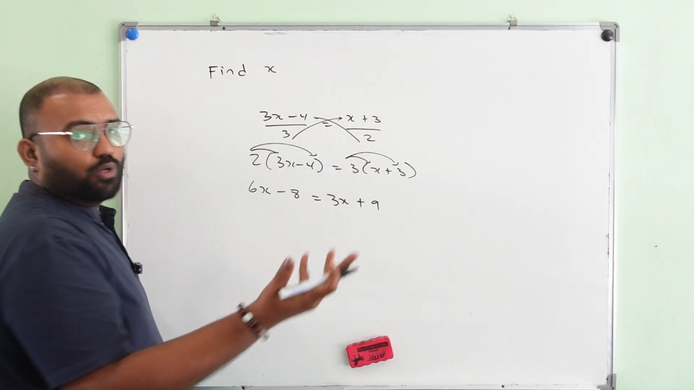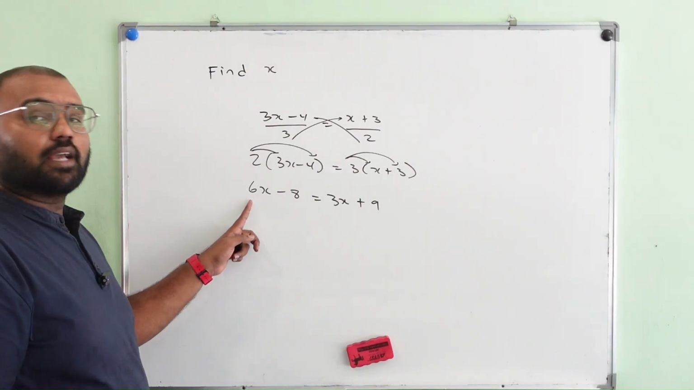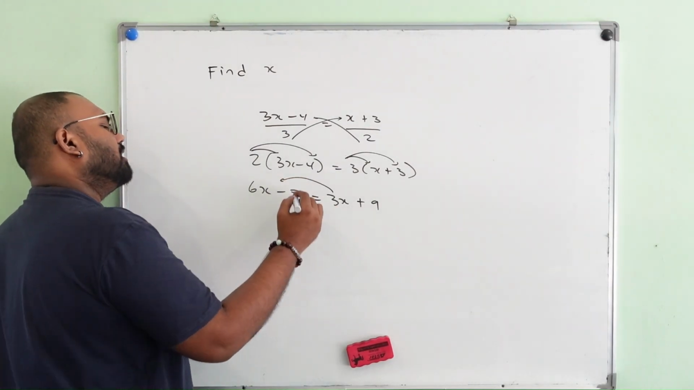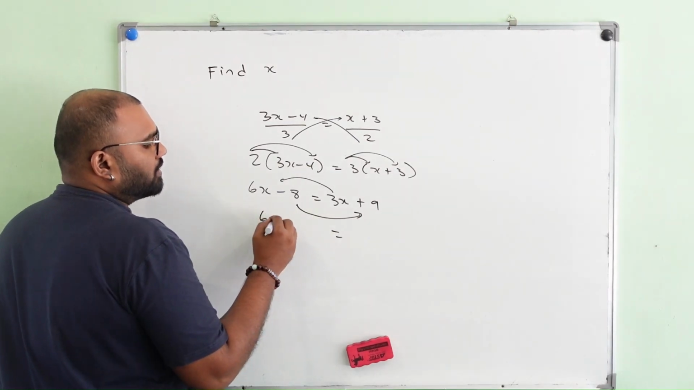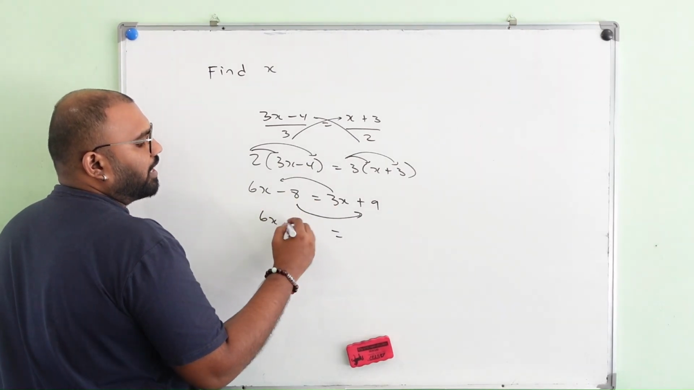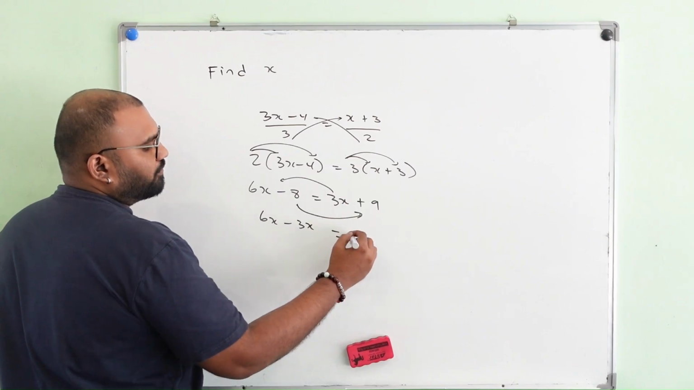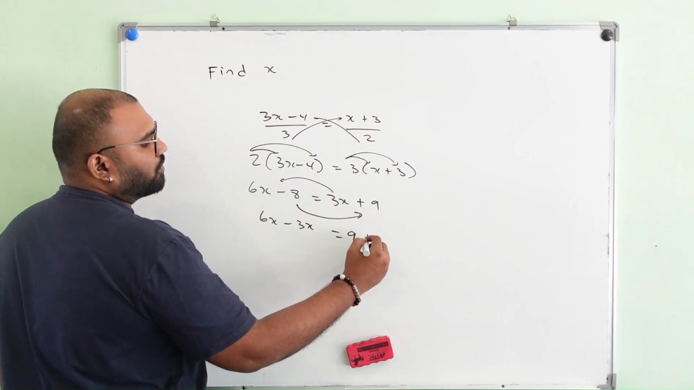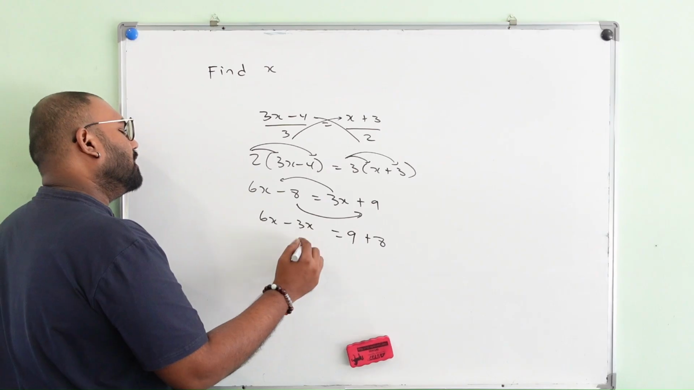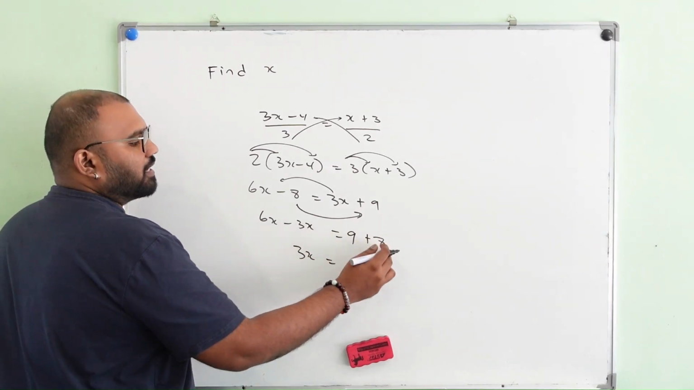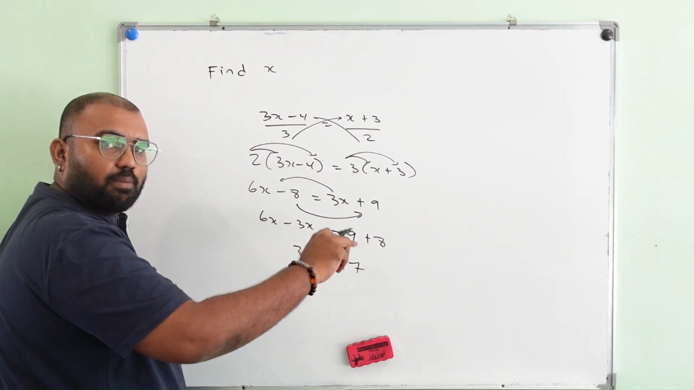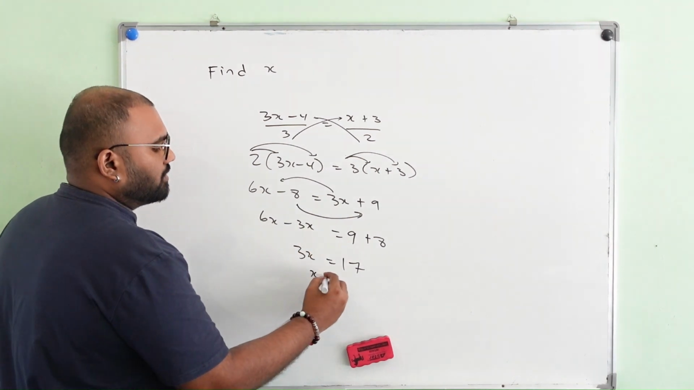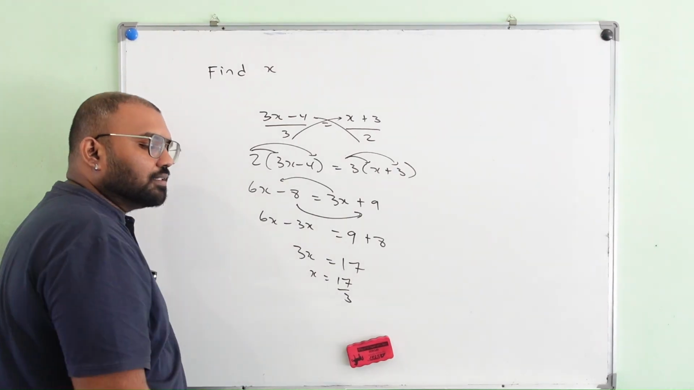Then look, as usual, which is the bigger x? 6x is big. This we send here. Here we want x, the number goes there. 6x, positive 3x, come here, negative 3x. Positive 9, negative 8 goes there, positive 8. 6 minus 3, 3x. 9 plus 8, 17. 3 and x times, go there, become divide. X equals 17 over 3. That's all.